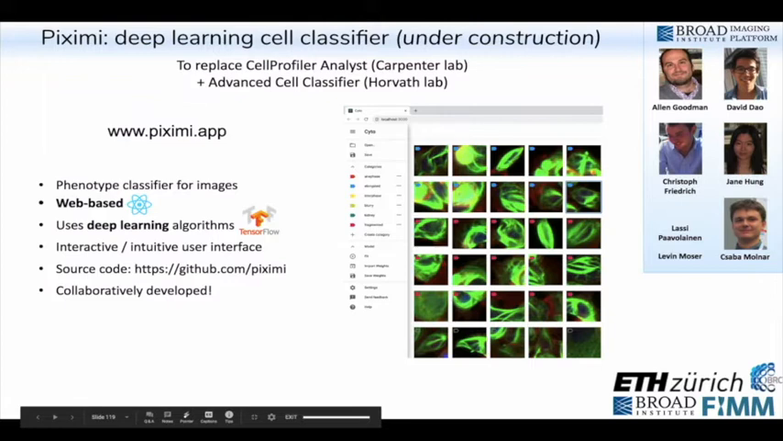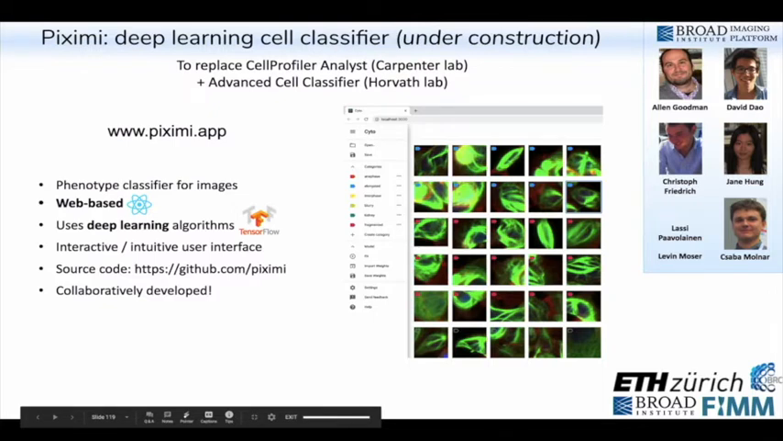So Peter Horvath's lab started working on Advanced Cell Classifier around the time my lab started working on CellProfiler Analyst, and we didn't find out about each other until we were 2 or 3 years into the development of both tools. They have a lot of overlapping capabilities. They have a few interesting features that don't overlap that make them kind of distinctive, but it really was a shame because if we had known about each other's work, we could have worked together on a single thing. So we're not making that mistake again.